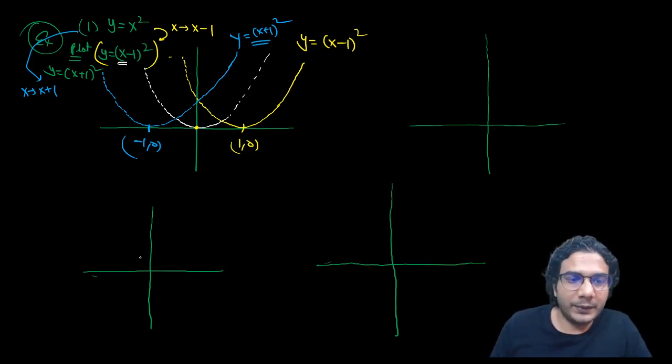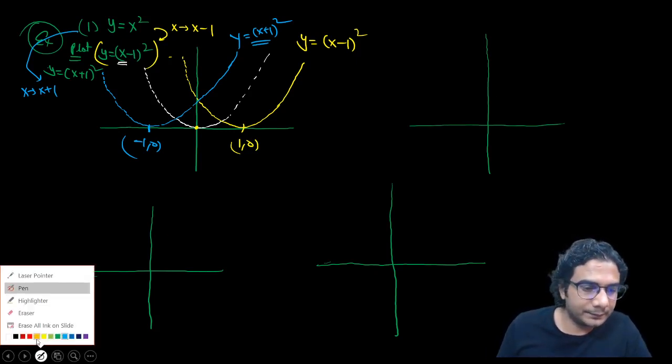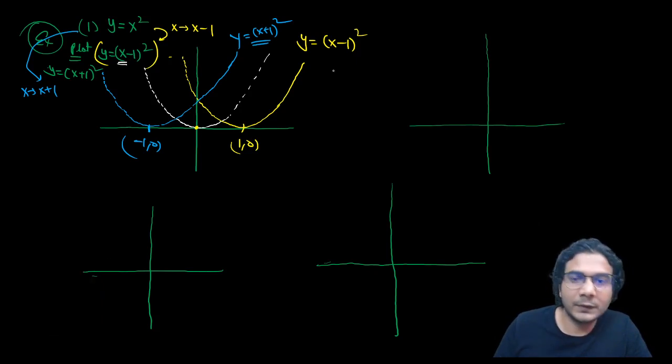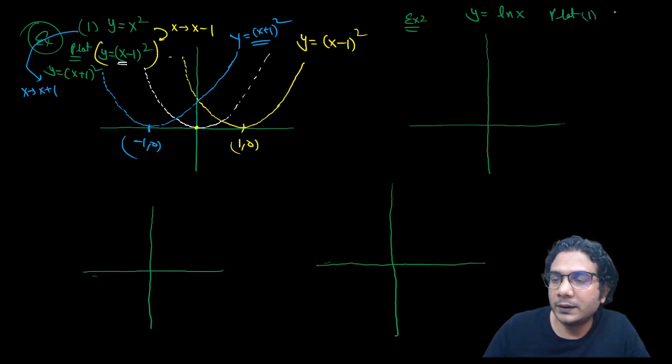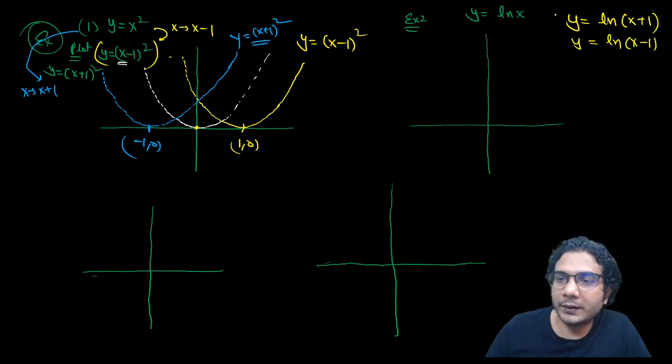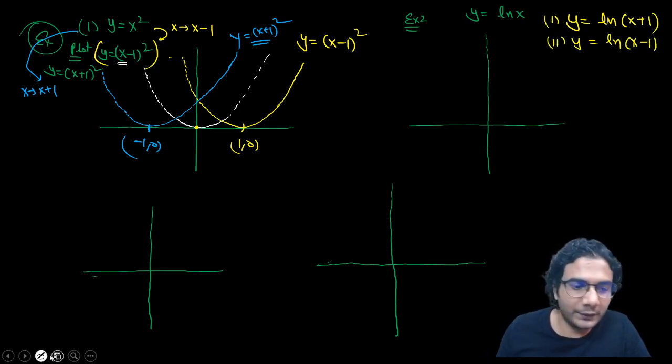Now let's take the second example. Example 2: y is equal to ln x. Now you need to plot first y is equal to ln of x plus 1, and y is equal to ln of x minus 1. This is first and this is second. Let's see what happens.